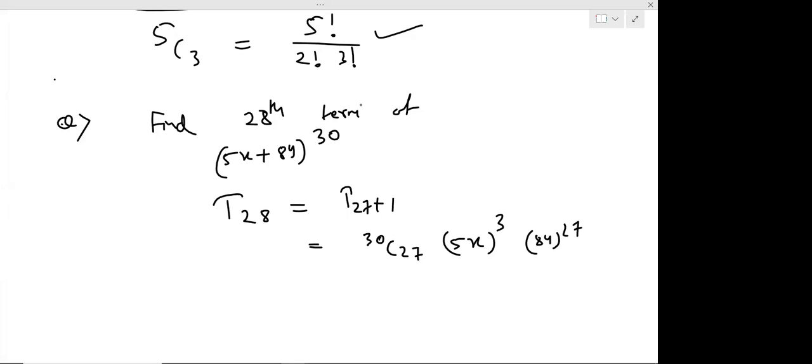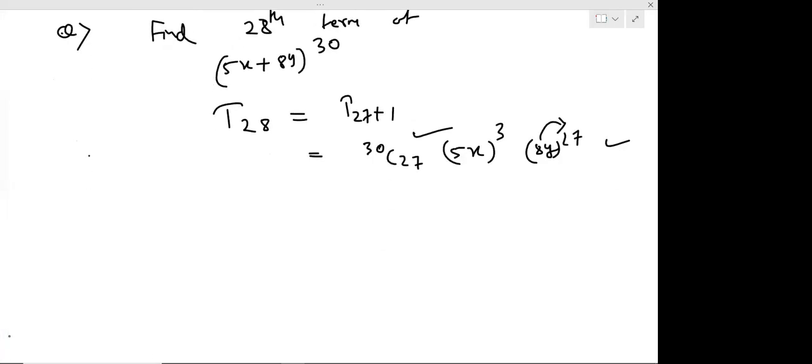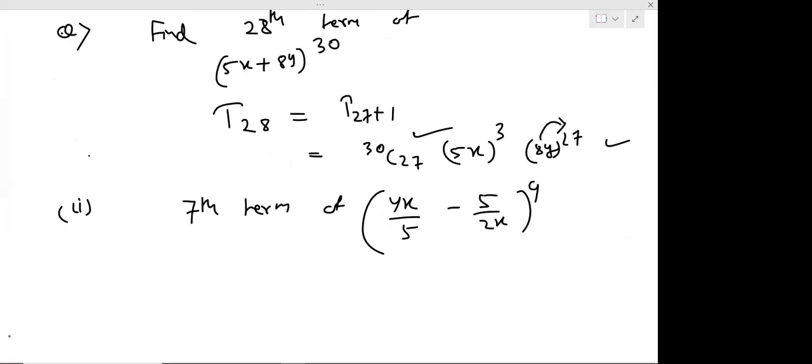Very good. So leave it like this. You cannot get the exact answer, right? Because this is 8 to the power 27. To calculate 8 to the power 27, it will take us infinite time, right? So leave it as it is. Okay. Try to solve another question. The 7th term of (4x by 5 minus 5 upon 2x) to the power 9.